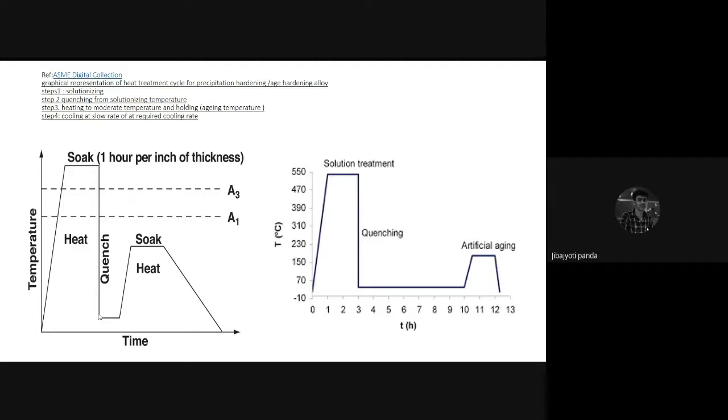So after that, our aim is to get precipitates. How to get precipitates? You have to heat again, but this heating should be at a moderate temperature. Can anybody tell me why heating to a moderate temperature gives precipitates? Which kind of phenomenon will start? Diffusion. Obviously, diffusion will start. But here, what are we not doing? We are not going above the temperature A3.